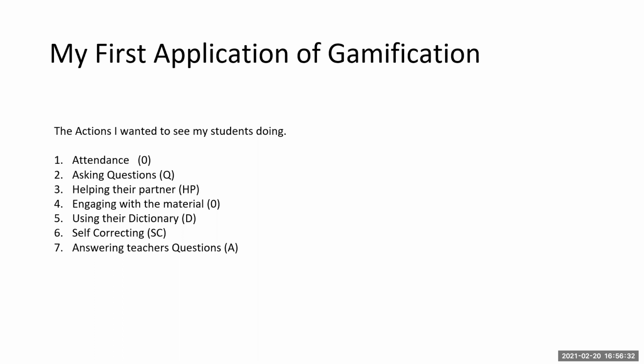I wanted to see if they were self-correcting. And I wanted to see if they were answering my questions. So if I threw a question out into the audience, I wanted to see if they were responding back to me. So I identified 7 things that I was looking for in my participation classroom to help me to understand participation. Let's move on from there.